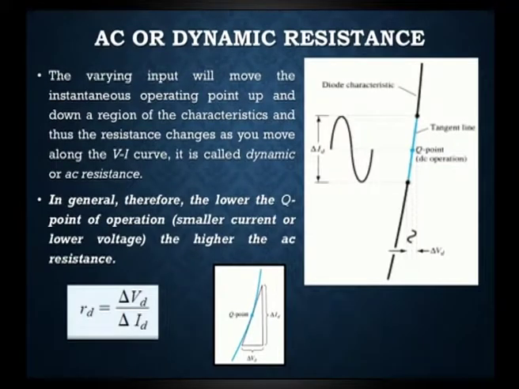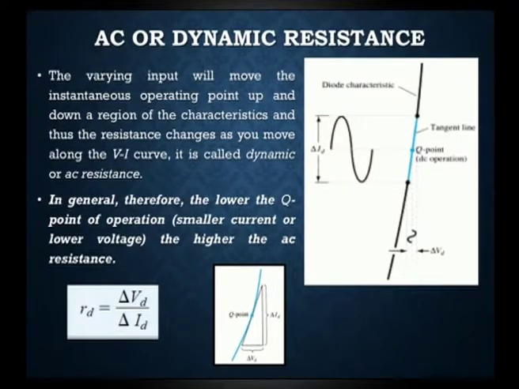Next we move on to AC or dynamic resistance. The name itself says that we are giving a varying input, so here the AC input is given. This will move the instantaneous operating point up and down a region of the characteristics, and thus the resistance changes as you move along the VI curve. So, it is called dynamic or AC resistance. The voltage that we are given here is AC.